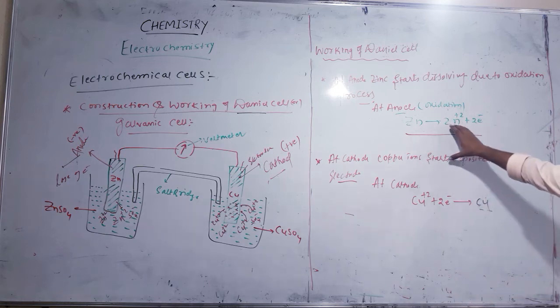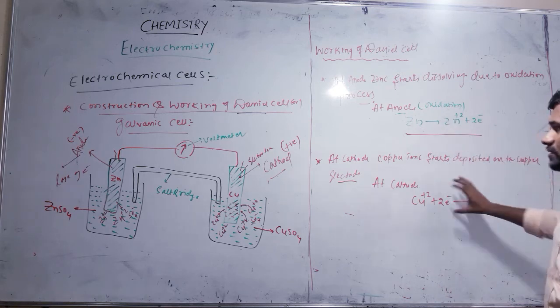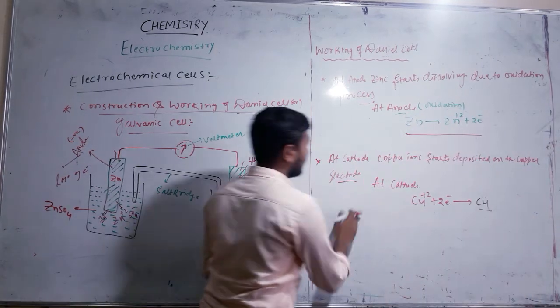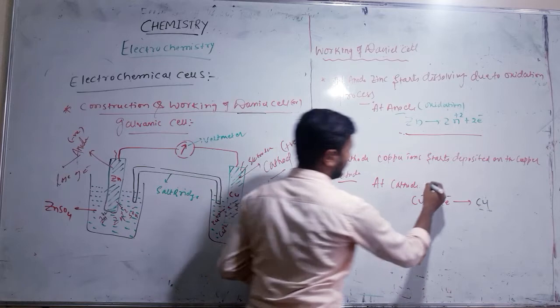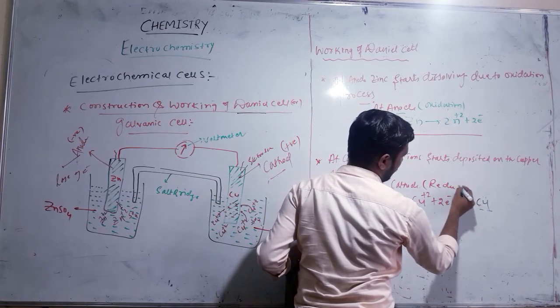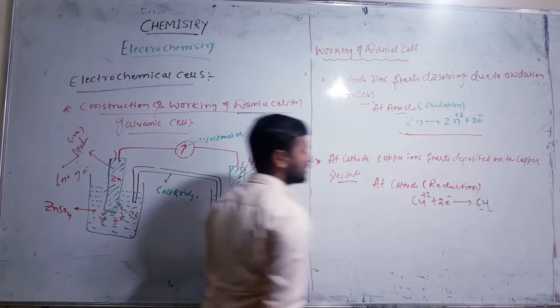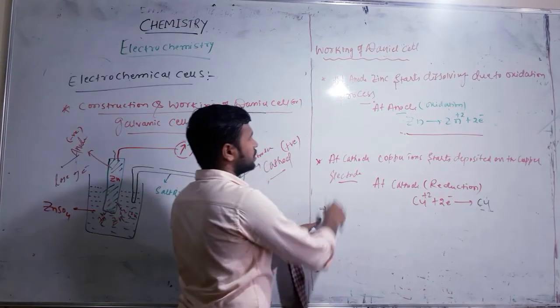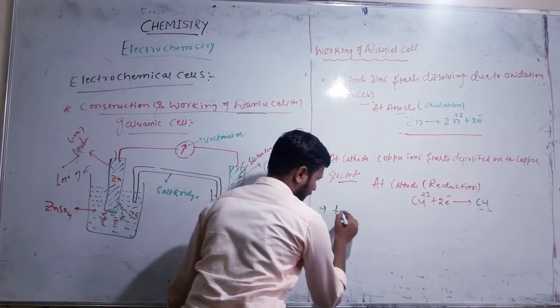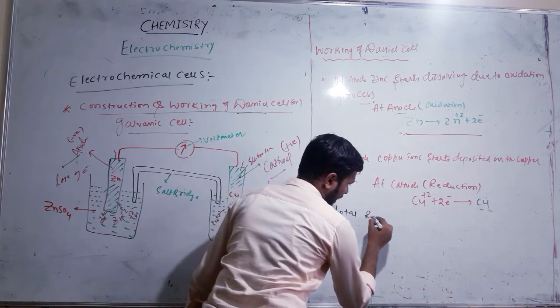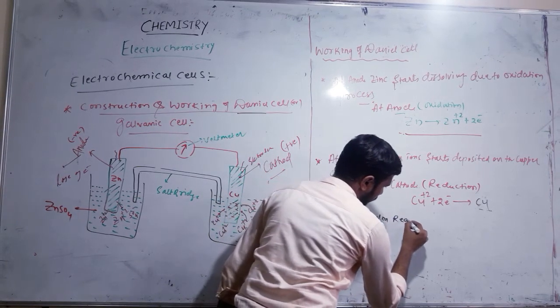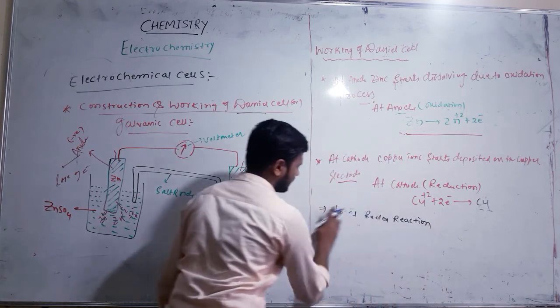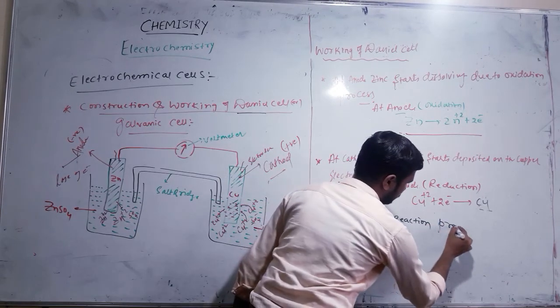If I am going to be writing by combining these two reactions, sir, कैसा होता है? This is the anode, this is oxidation, this is reduction. अगर इसको दोनों को combine करके लिखें तो कैसा होता है? देखो आप, very important step. I am writing the total redox reaction process.